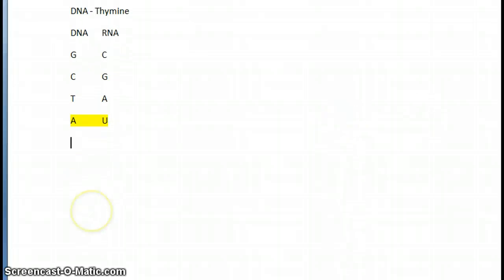So if you ever see a code, let's take a look. I'm going to show you a code. We see GAT, CCCT, TCCTA, TCCG. Then we know that this code has to be DNA. How do we know this? Because it has thymine.